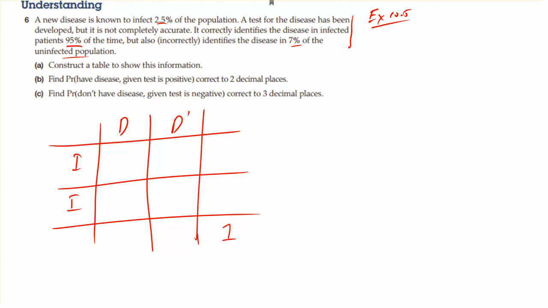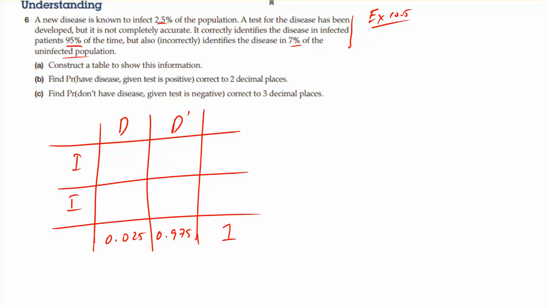Now we know a new disease is known to affect 2.5% of the population. So 2.5% of the whole population is diseased. Now 2.5 as a percentage is 2.5 divided by 100, which is 0.025. Which means that the rest must add up to 1, so 0.975.